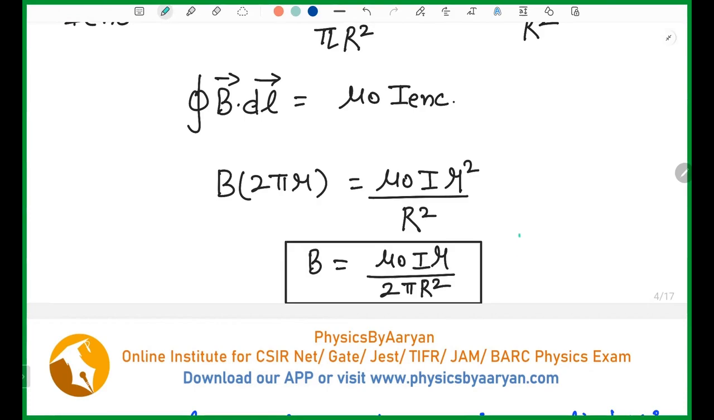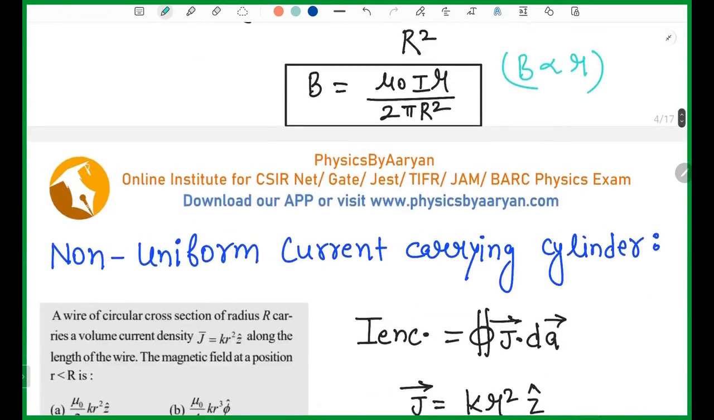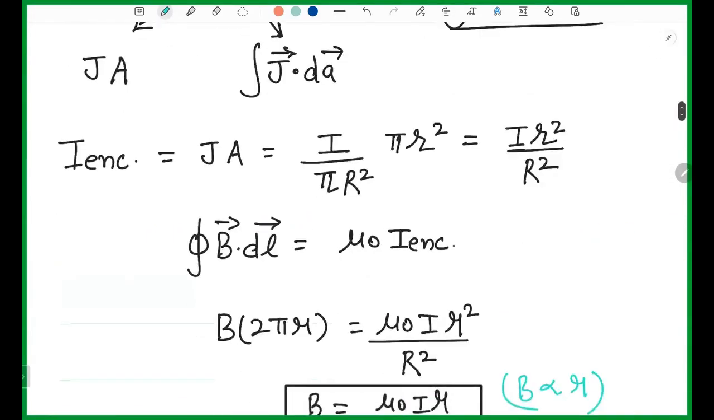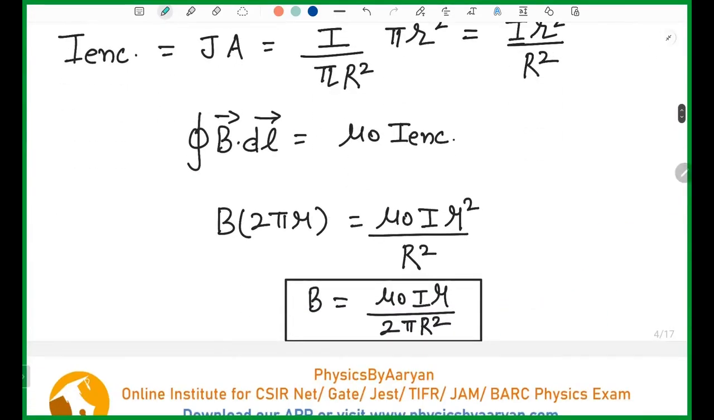Okay, so your magnetic field depends directly on R. And I am not doing the outside case. Outside case is very simple. Outside case is the same. So inside I have found out that it is equal to mu naught I R by 2 pi R square. This is my inside case.